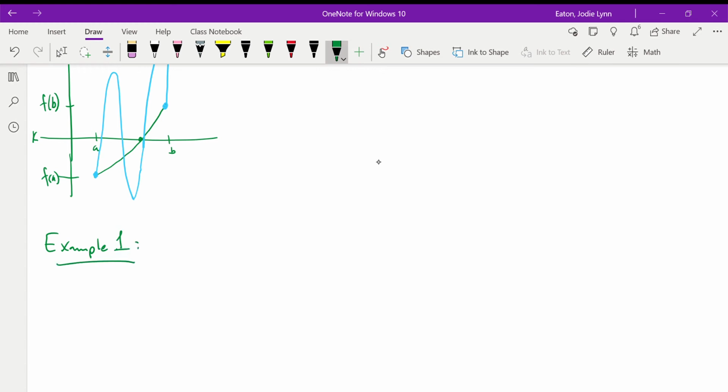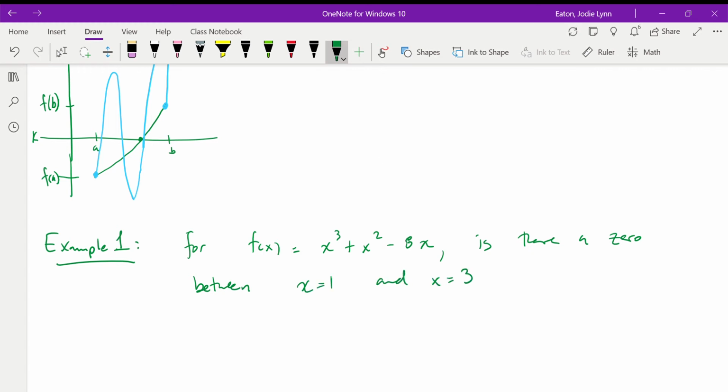Okay, so if we have f of x equal x cubed plus x squared minus 8x, we have a lovely function. Is there a 0 between x equals 1 and x equals 3? So we want to know if there's a 0 somewhere in the region between x equals 1 and x equals 3.